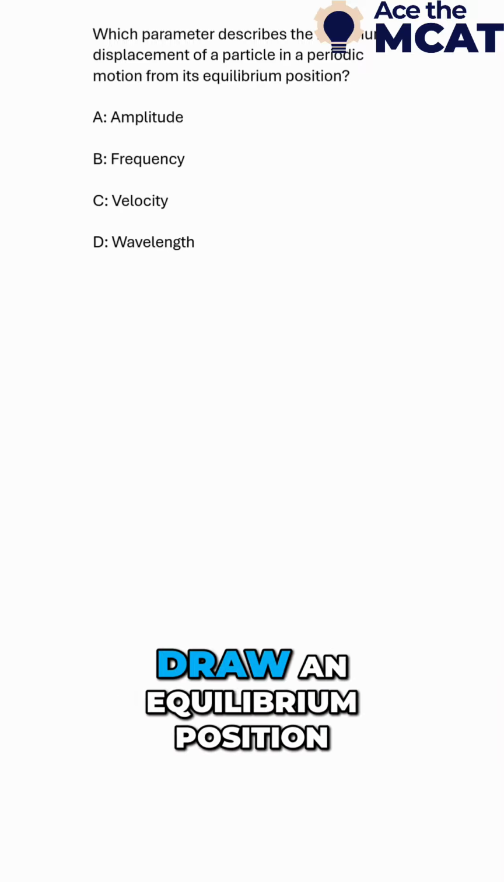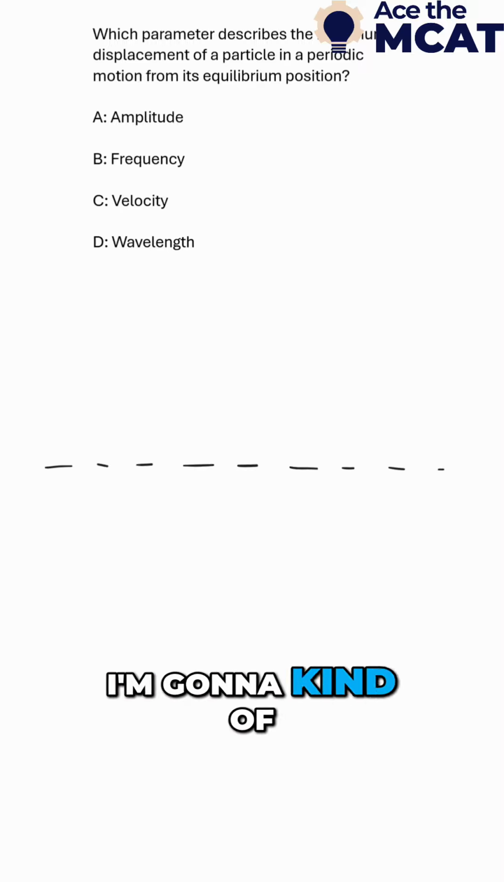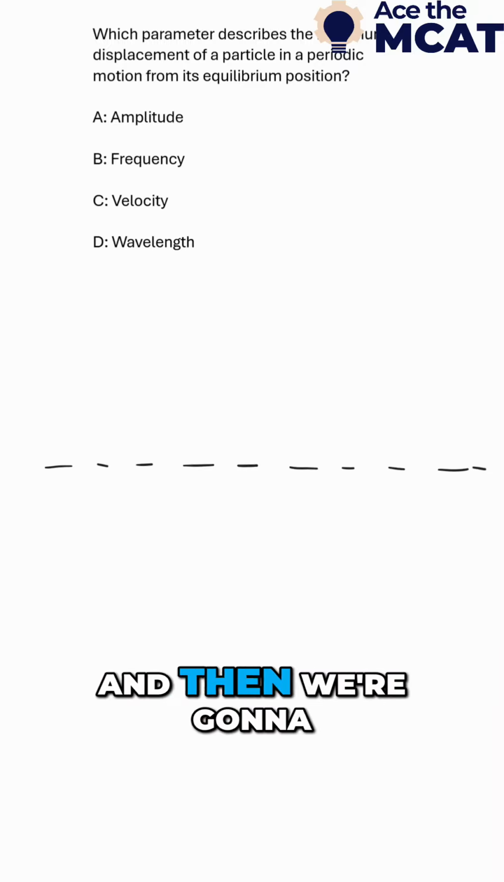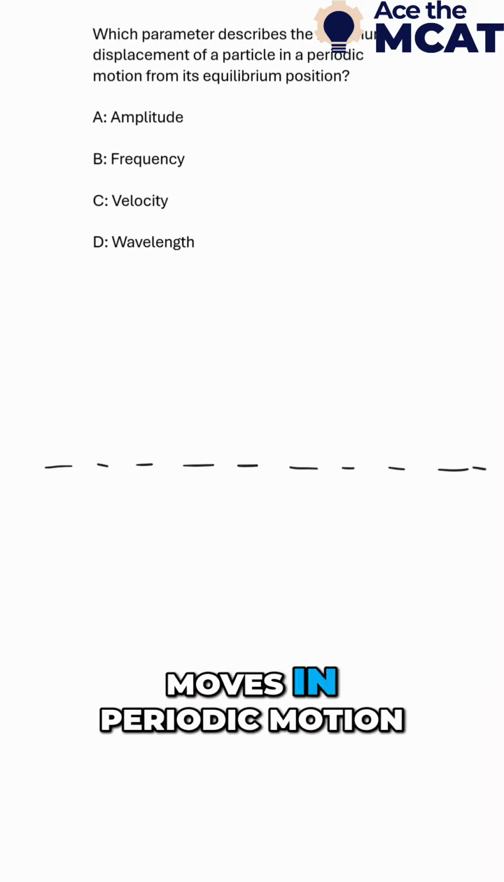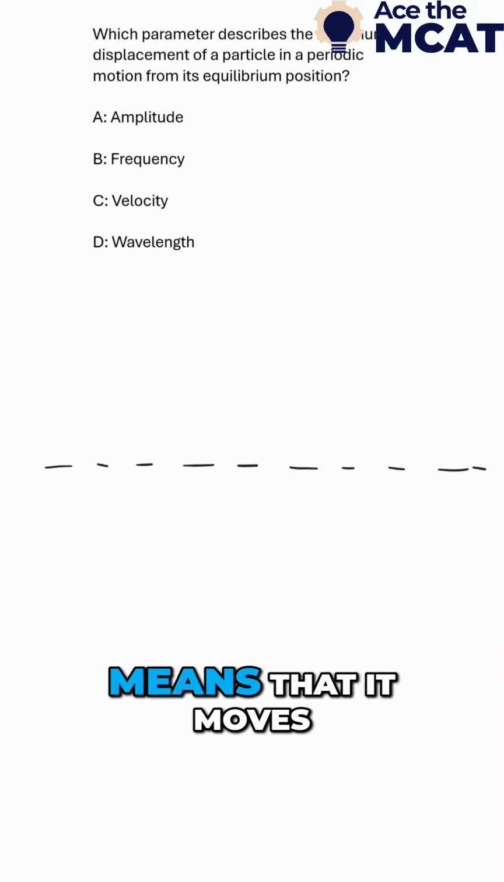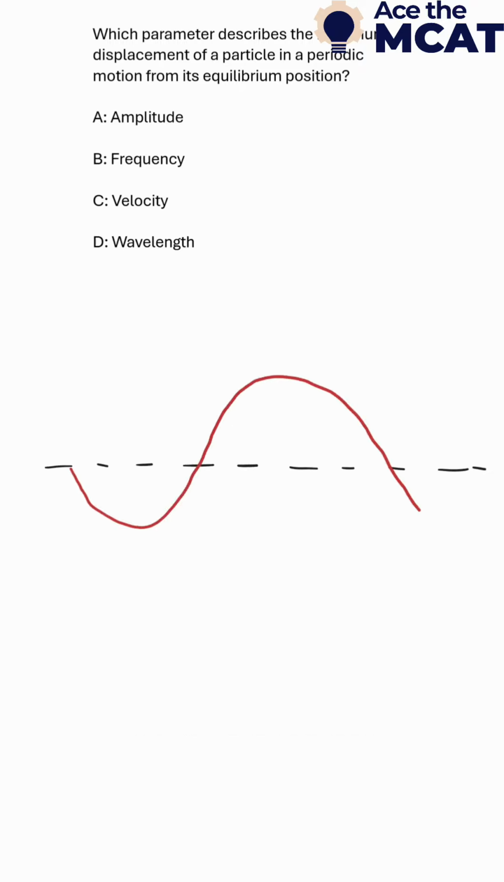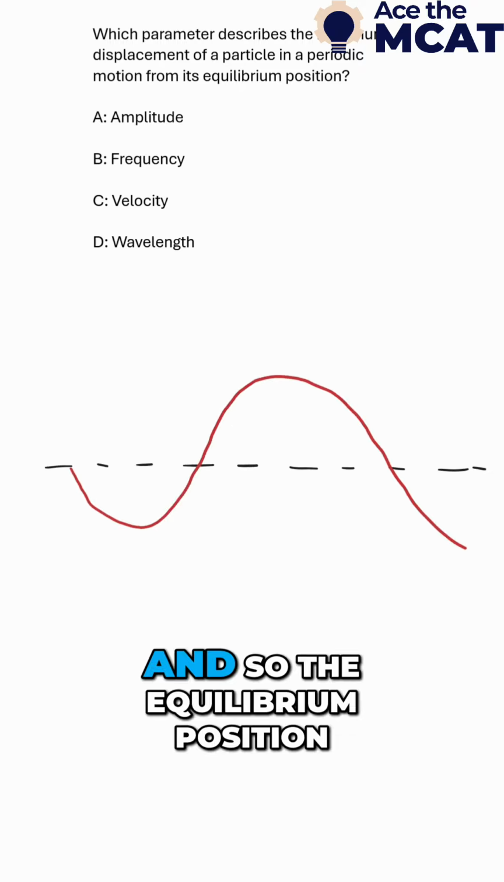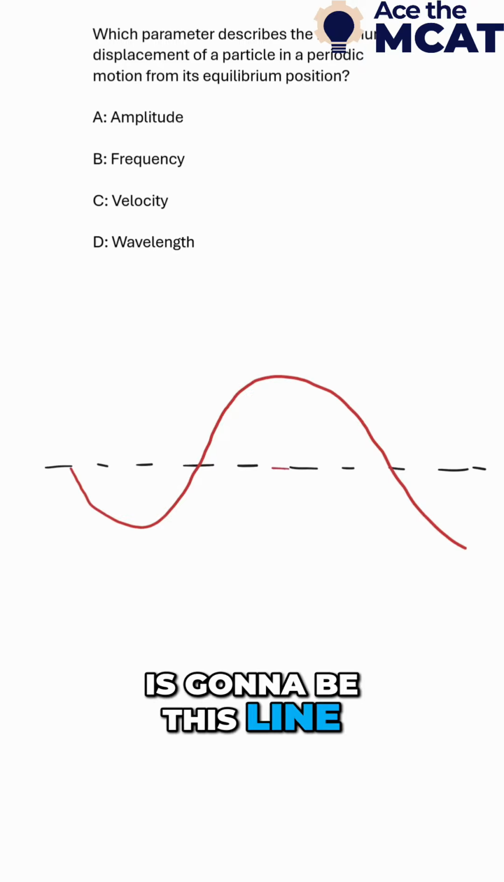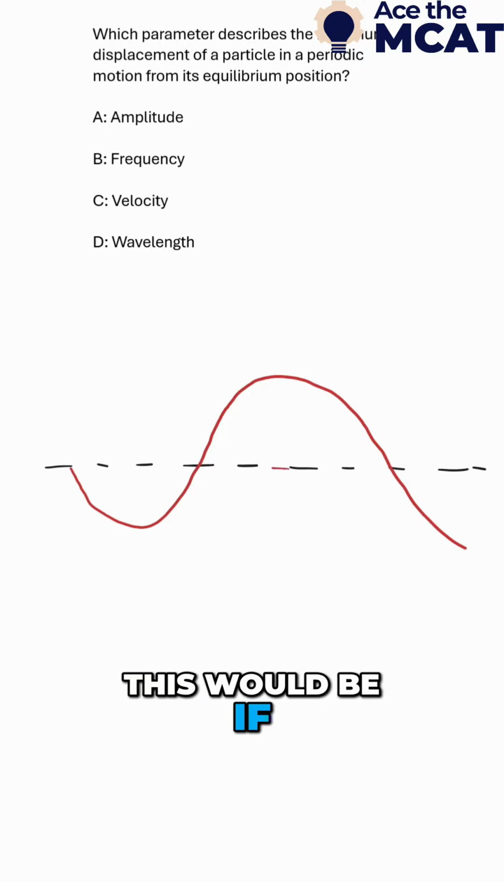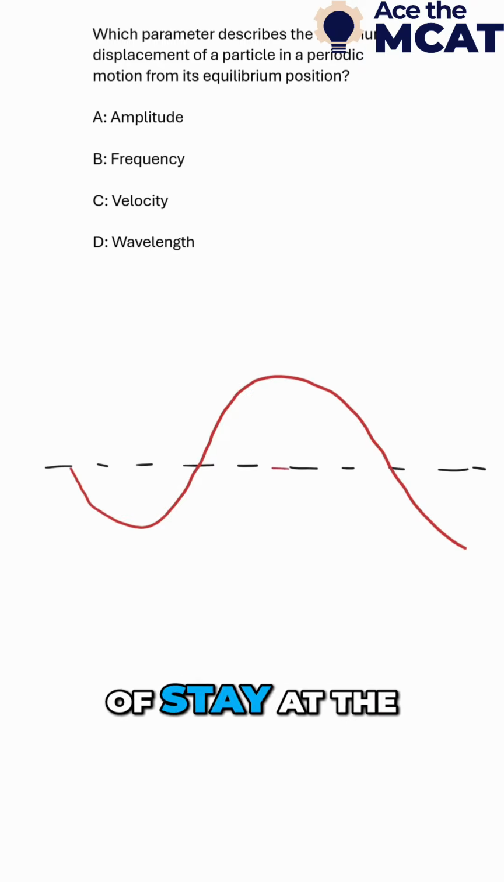So if we want to draw an equilibrium position, I'm going to draw a dashed line, and then we're going to say that the particle moves in periodic motion. And that just essentially means that it moves in a wave fashion, right? It moves like this, basically, right? And so the equilibrium position, of course, is going to be this line, right? This would be if the particle were not moving at all. It would just stay at the equilibrium position, but of course it does move, right?